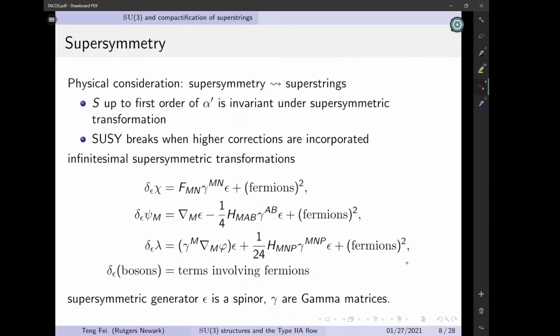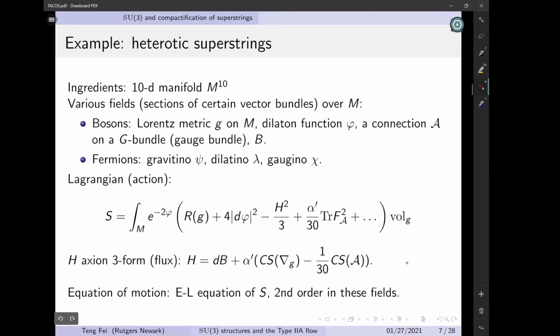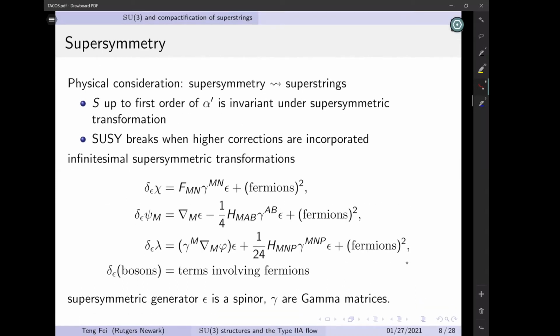So now let's talk about supersymmetry. This action, as we see, is really complicated, and we really need to impose some symmetry to simplify it. The physical consideration tells us we should consider supersymmetry. If we have a string theory with supersymmetry, what we get is what's called superstrings. The assumption of supersymmetry is that this action S, up to first order of alpha prime, is invariant under the supersymmetric transformation.